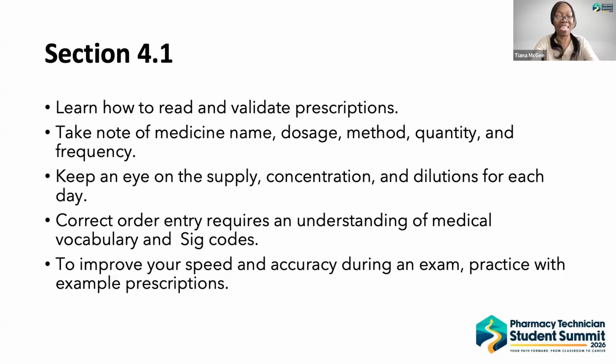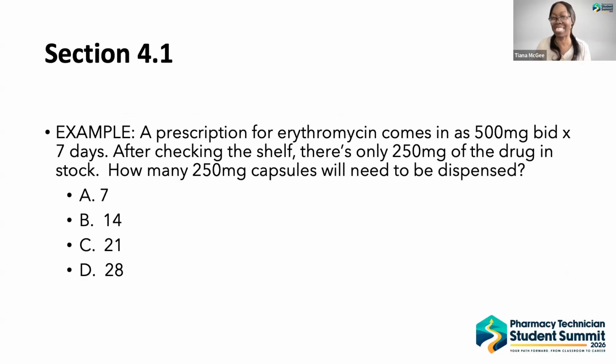That's probably the best advice anyone can give you at this time. All right, so let's look at some examples. A prescription for erythromycin comes in as 500 milligram BID for 7 days. After checking the shelf, you find that there's only 250 milligram of the drug in stock. Well, it's the same drug, it's just that the dosage is different, right? So, how many 250 milligram capsules will need to be dispensed?